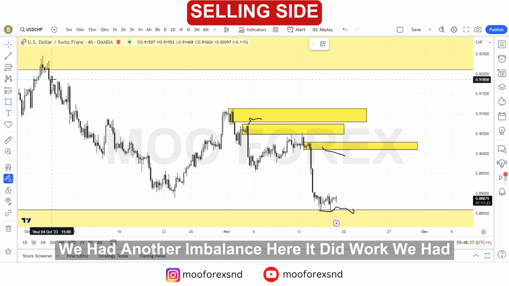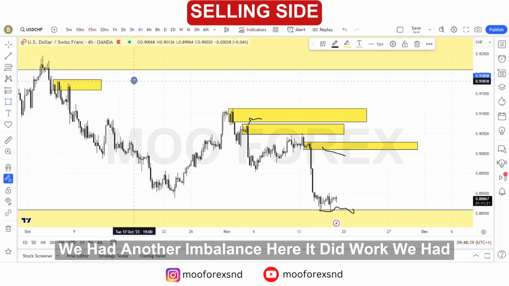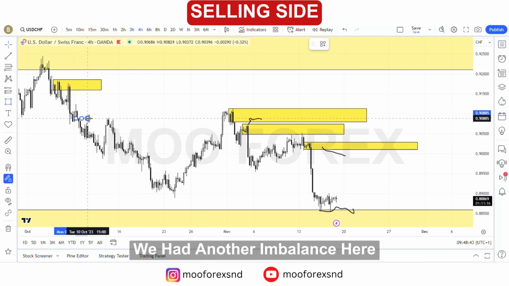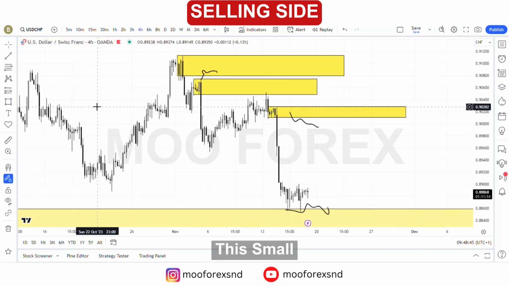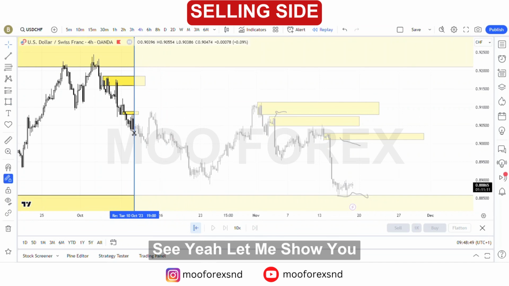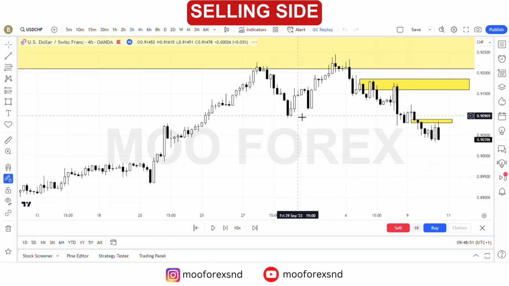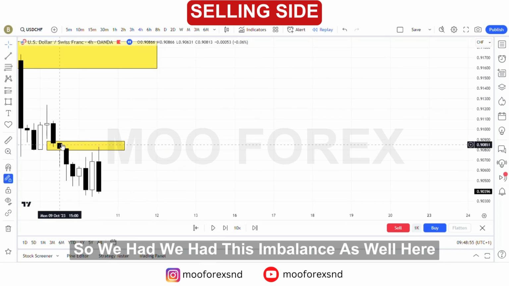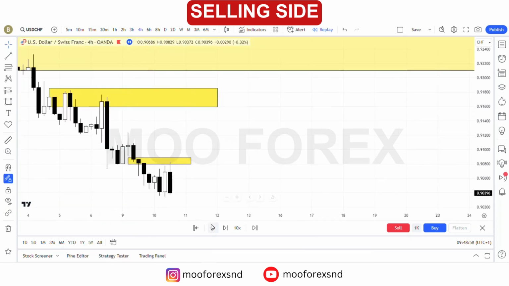So then we had another imbalance here, it did work. We had another imbalance here, the small one. See here, let me show you. So we had this imbalance as well here, and it did work.